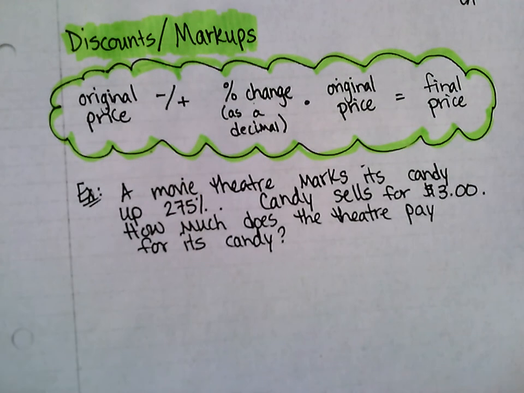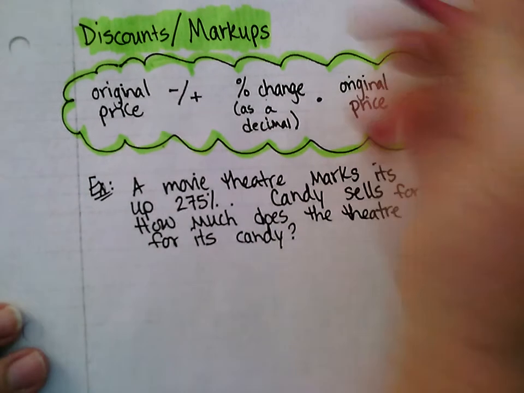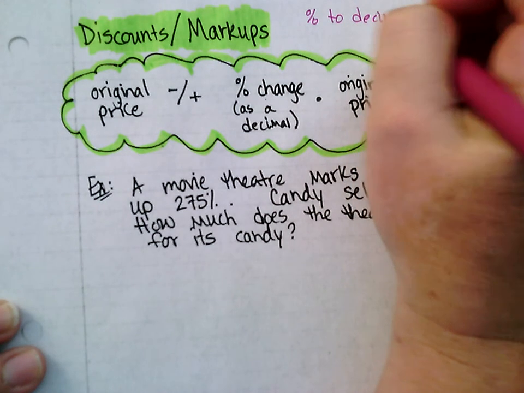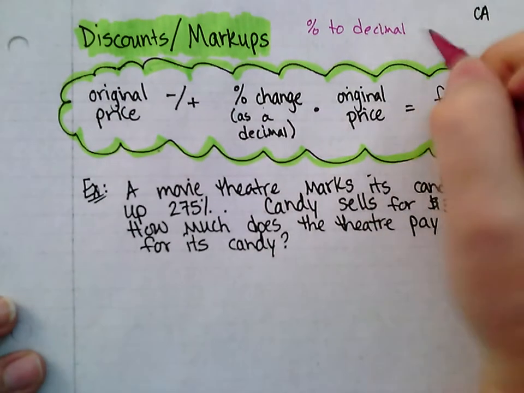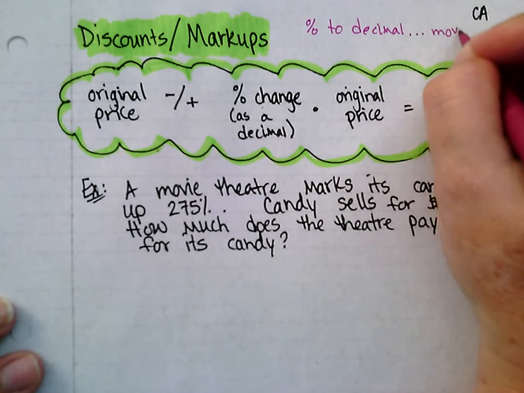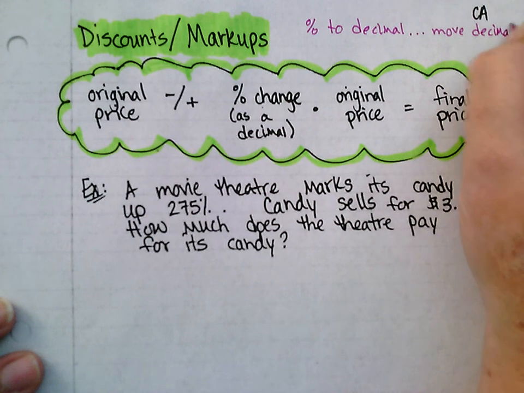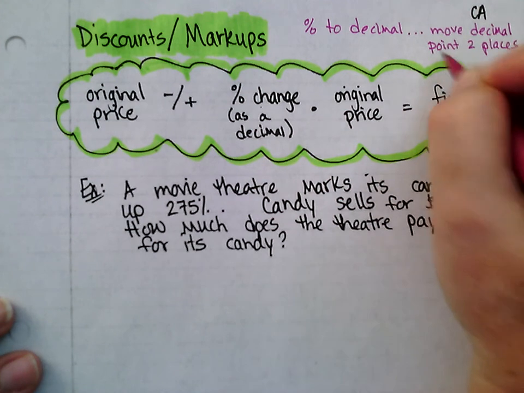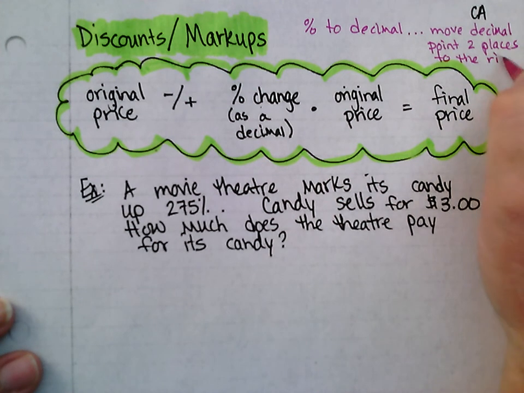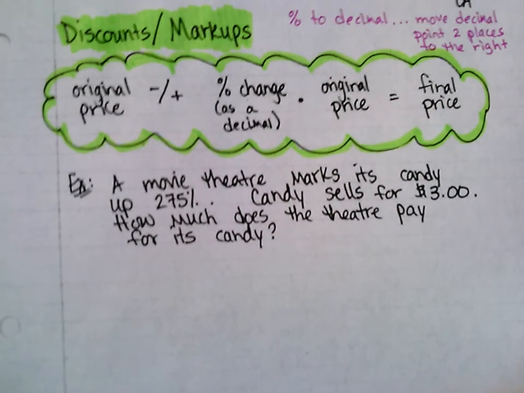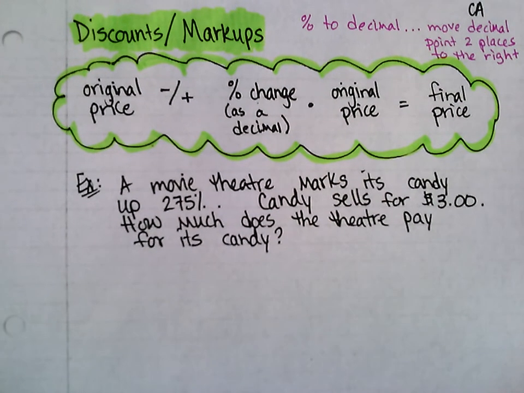Do y'all remember how to change a percent to a decimal? Let's just write it down. To change a percent to a decimal, you're going to move the decimal point 2 places to the right. And then obviously to change a decimal to a percent, we're going to move the decimal point 2 places to the left.